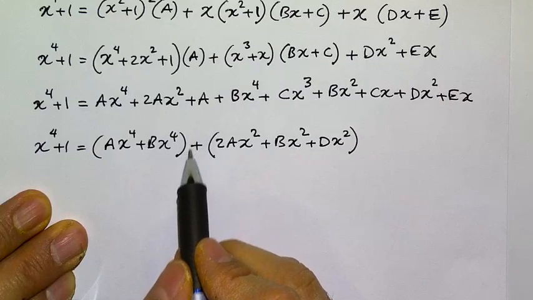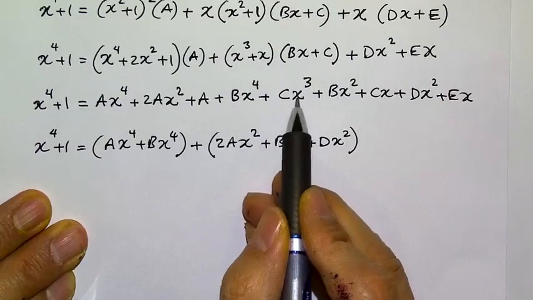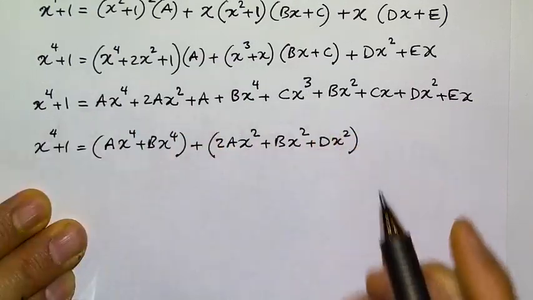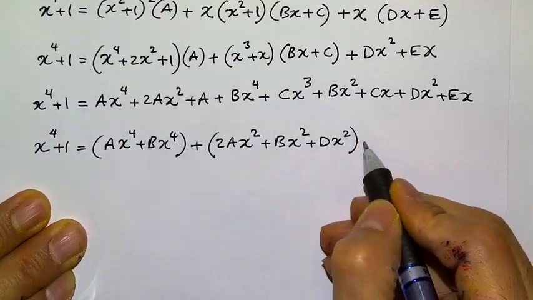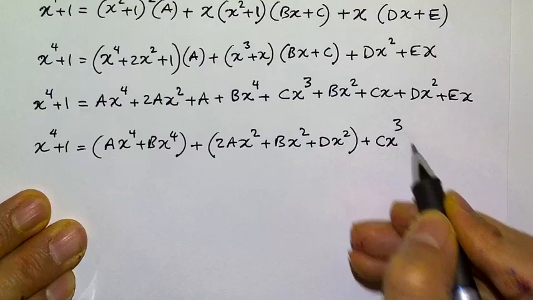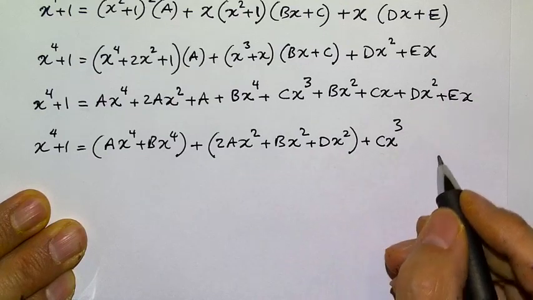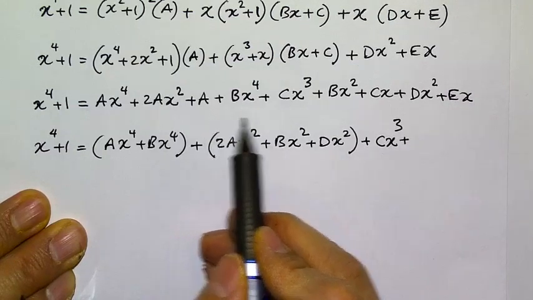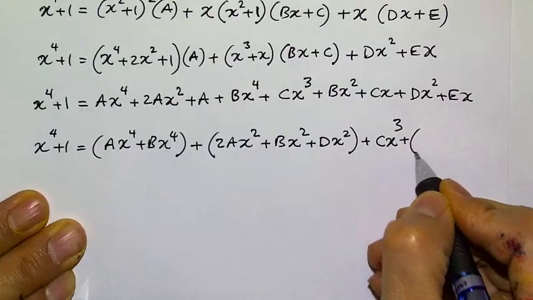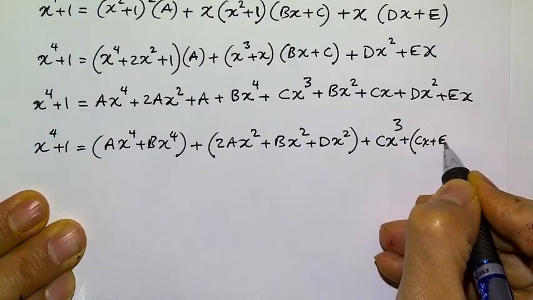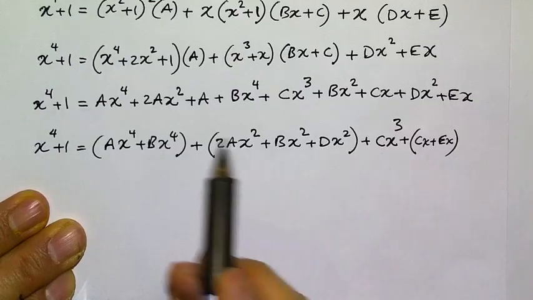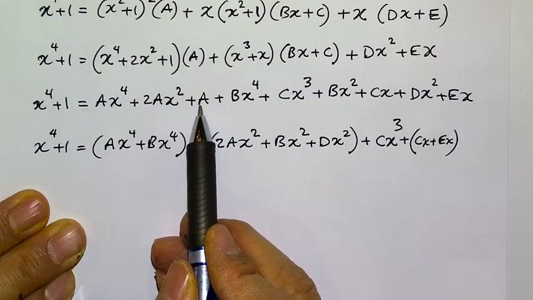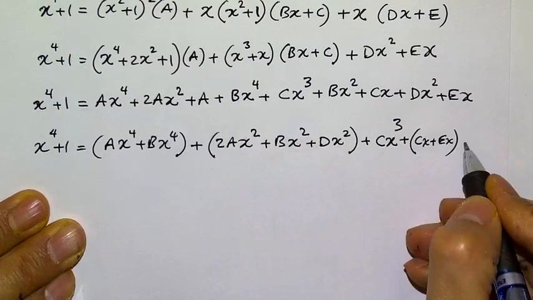Then the x terms. Well, I should have put the cx cubed here, but that's okay. I'll put it here and then put it in the right order, so the powers are descending. But that, let me leave by itself, plus cx cubed. And then plus, now the x terms, we have c and e, right? So cx plus ex plus, the only constant is just this a. That's the only term without any x attached to it. So plus a.